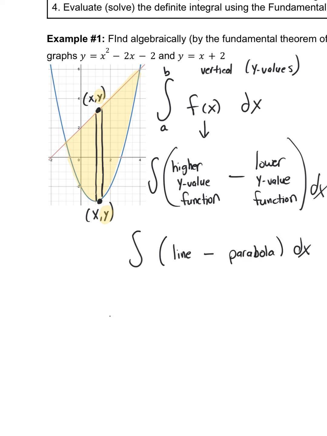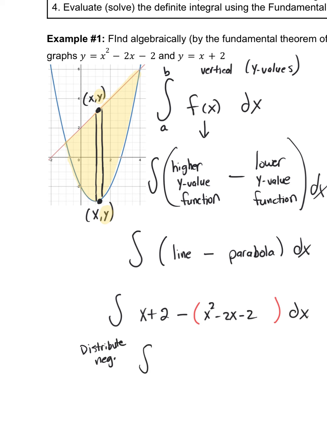So we are going to take the line minus the parabola to write our equation. All right, so let's go to work. Our line is x plus 2. And when we plug in that second function, you have to put it in parentheses so you remember to distribute that negative. So when I put in my parabola, I have x squared minus 2x minus 2. All right, and now we're going to simplify this. We're going to distribute the negative. So we get x plus 2 minus x squared plus 2x plus 2.